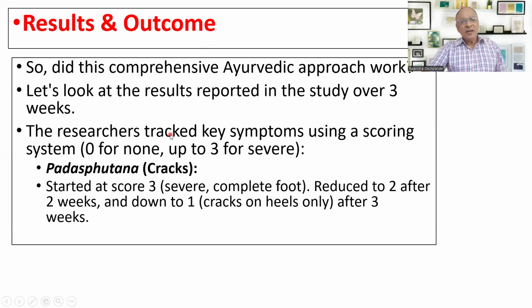The researcher tracked key symptoms using a scoring system, 0 for none and 3 for severe. For example, Padasputana, the cracks, started at score 3, severe, complete foot, that was reduced to 2 after 2 weeks, and down to 1, cracks only on heels, after 3 weeks.